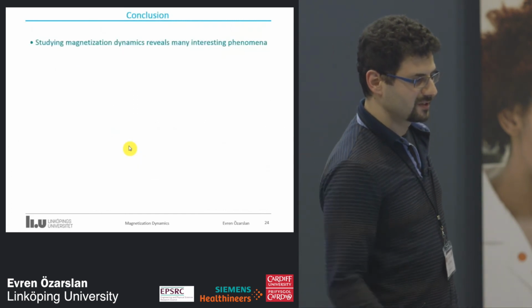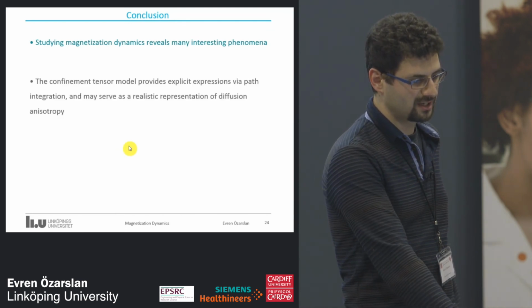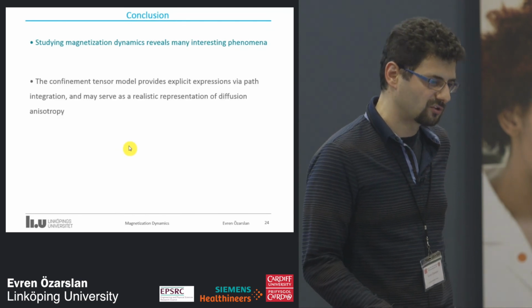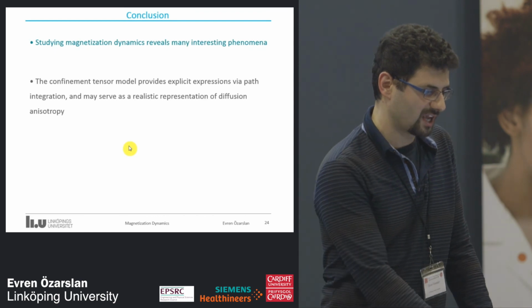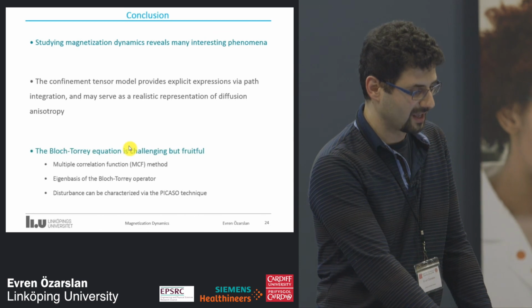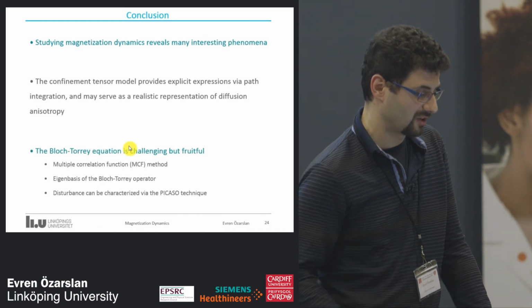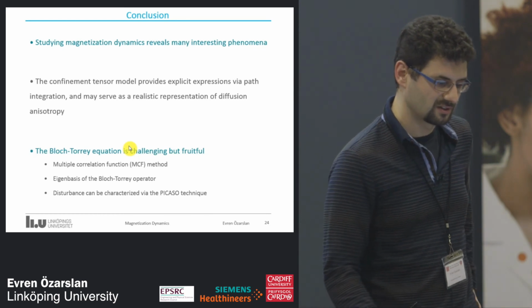So in conclusion, studying magnetization dynamics reveals many interesting phenomena. The confinement tensor model provides explicit expressions and may serve as a realistic representation of diffusion anisotropy. And the Bloch-Torrey equation is a bit challenging, but it's quite fruitful.